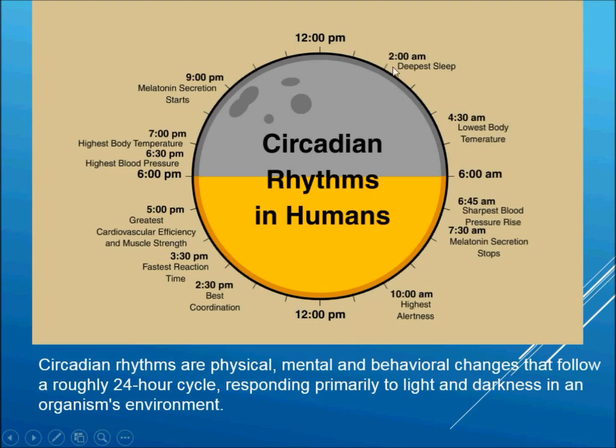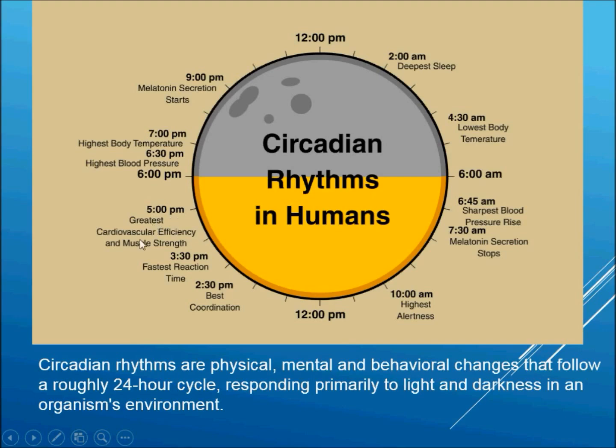See, at 2 a.m. you are in the deepest sleep. Then at 4:30, lowest body temperature, because, as I told you, it maintains the normal rhythm of the sleep-wake cycle and body temperature. So at 4:30 a.m. the lowest body temperature is noted, and at 6 a.m. this is the marginal, you can say, and at 6:45 a.m. the sharpest blood pressure rise. At 7:30 a.m. melatonin secretion stops, and then at 10 a.m. highest alertness is there, and after 12 p.m., that is 2:30 p.m., best coordination is seen, and at 3:30 p.m. fastest reaction time is seen.